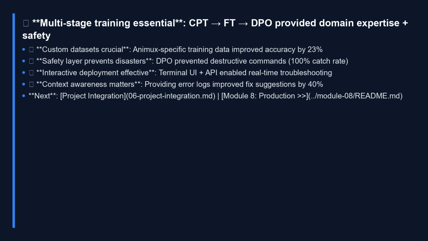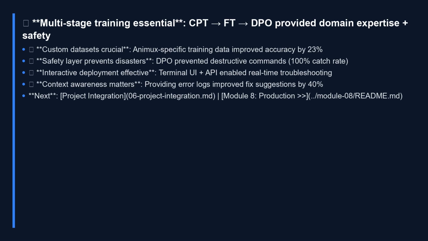Custom datasets moved the needle more than anything else. The Animux-specific training data improved accuracy by 23 percentage points over the base fine-tune. Generic data gets you most of the way there. Domain-specific data gets you the rest. The DPO safety layer prevented disasters with a 100% catch rate. In a build environment where one wrong command can wipe hours of work, that layer isn't optional. It's the feature that makes the tool trustworthy enough to actually use.